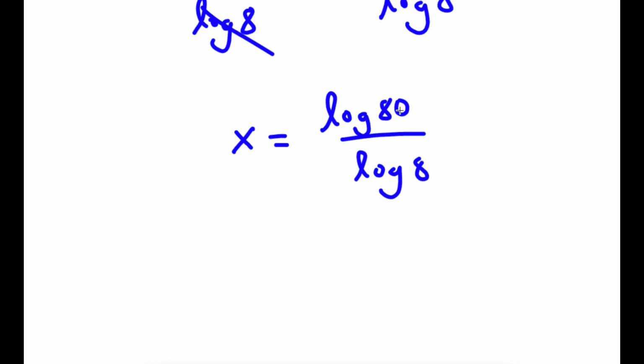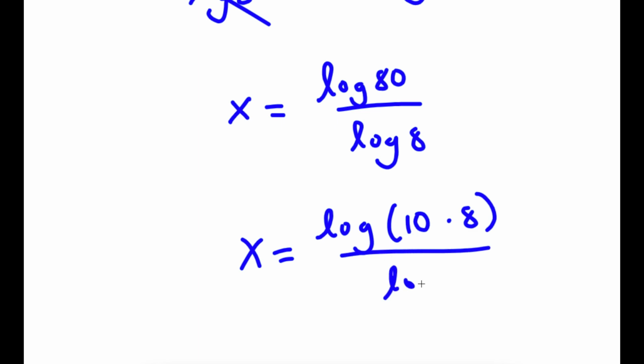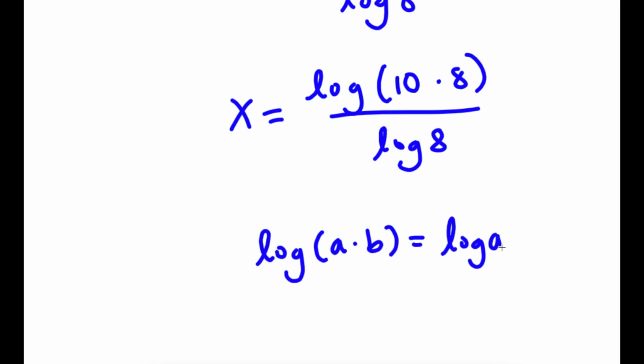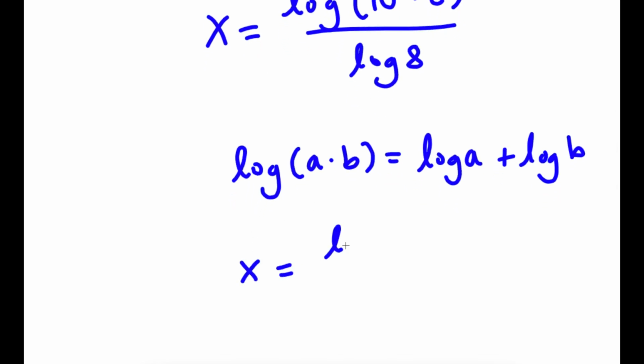So now log 80 here, well, 80 is the same thing as 10 times 8. So I'm going to rewrite log of 80 as log of 10 times 8. And if I have something in the form log of a times b, this is equal to log a plus log b. So in this case, log 10 times 8, that's going to equal log 10 plus log 8. And now I have this over log 8.